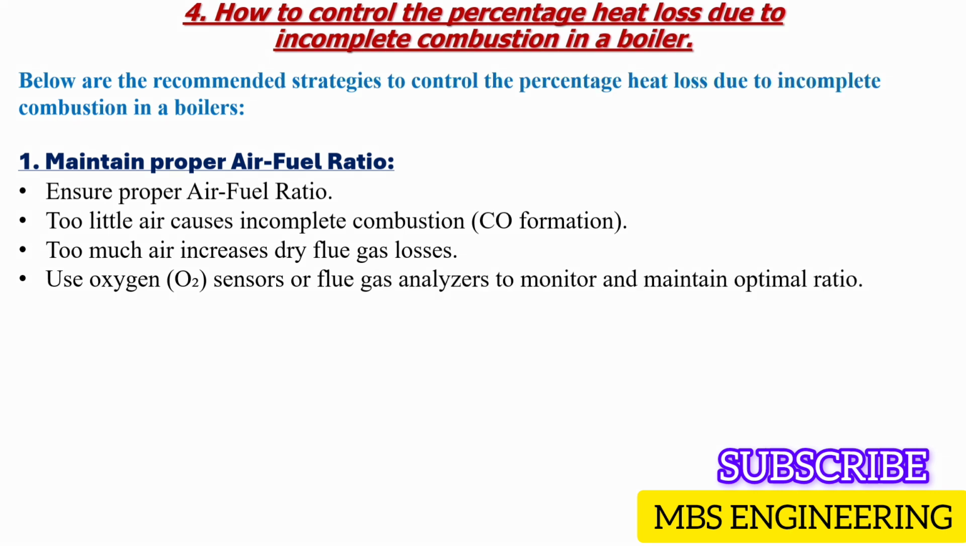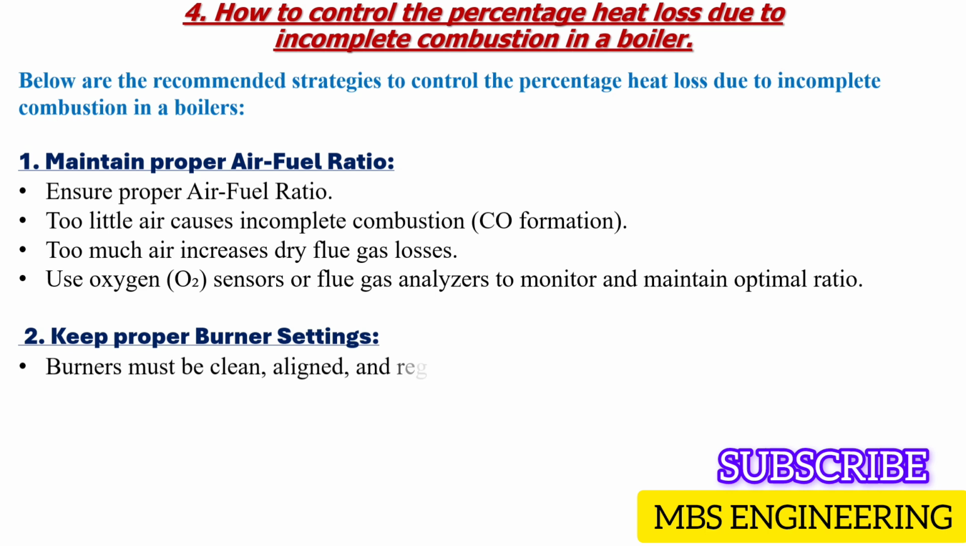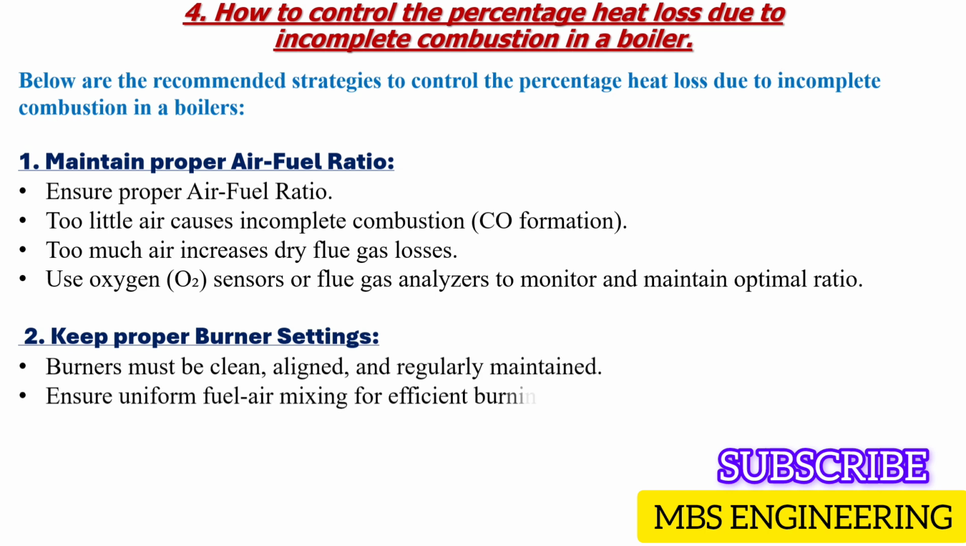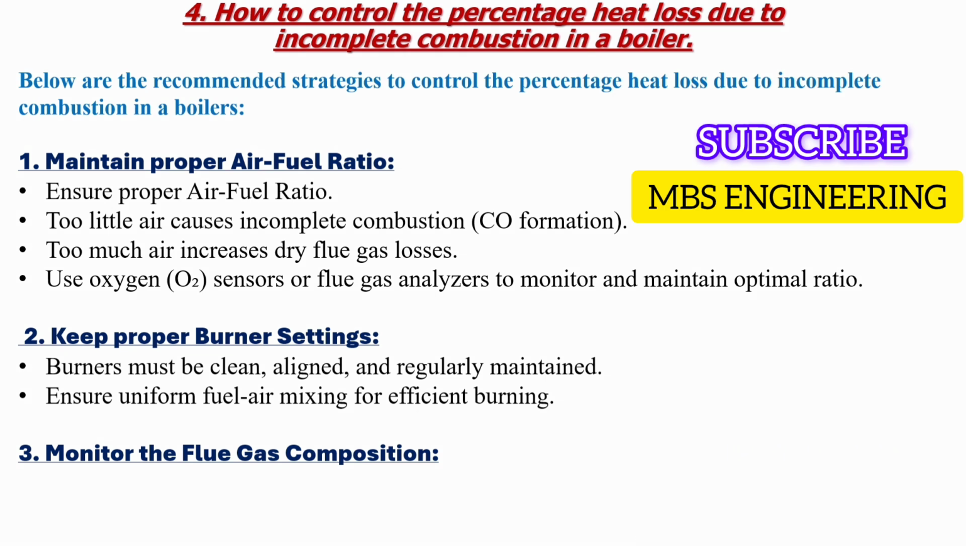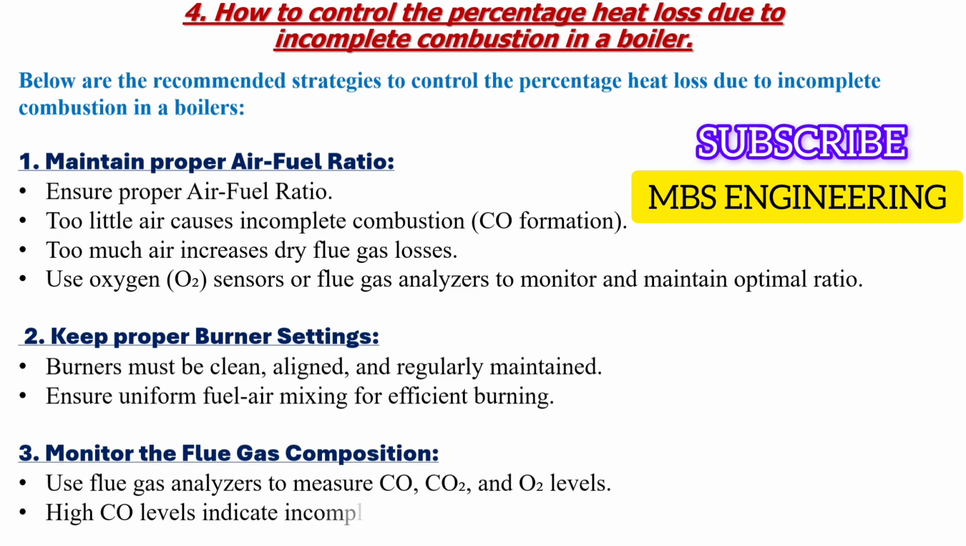The second recommendation, to reduce the heat loss: keep proper burner settings. Burners must be clean, aligned, and regularly maintained. Ensure uniform fuel-air mixing for efficient burning. The third recommendation, to reduce the heat loss: monitor the flue gas composition. Continuously track CO, CO2, and O2 levels. Use flue gas analyzers to measure CO, CO2, and O2 levels. High CO levels indicate incomplete combustion. Take immediate corrective action.